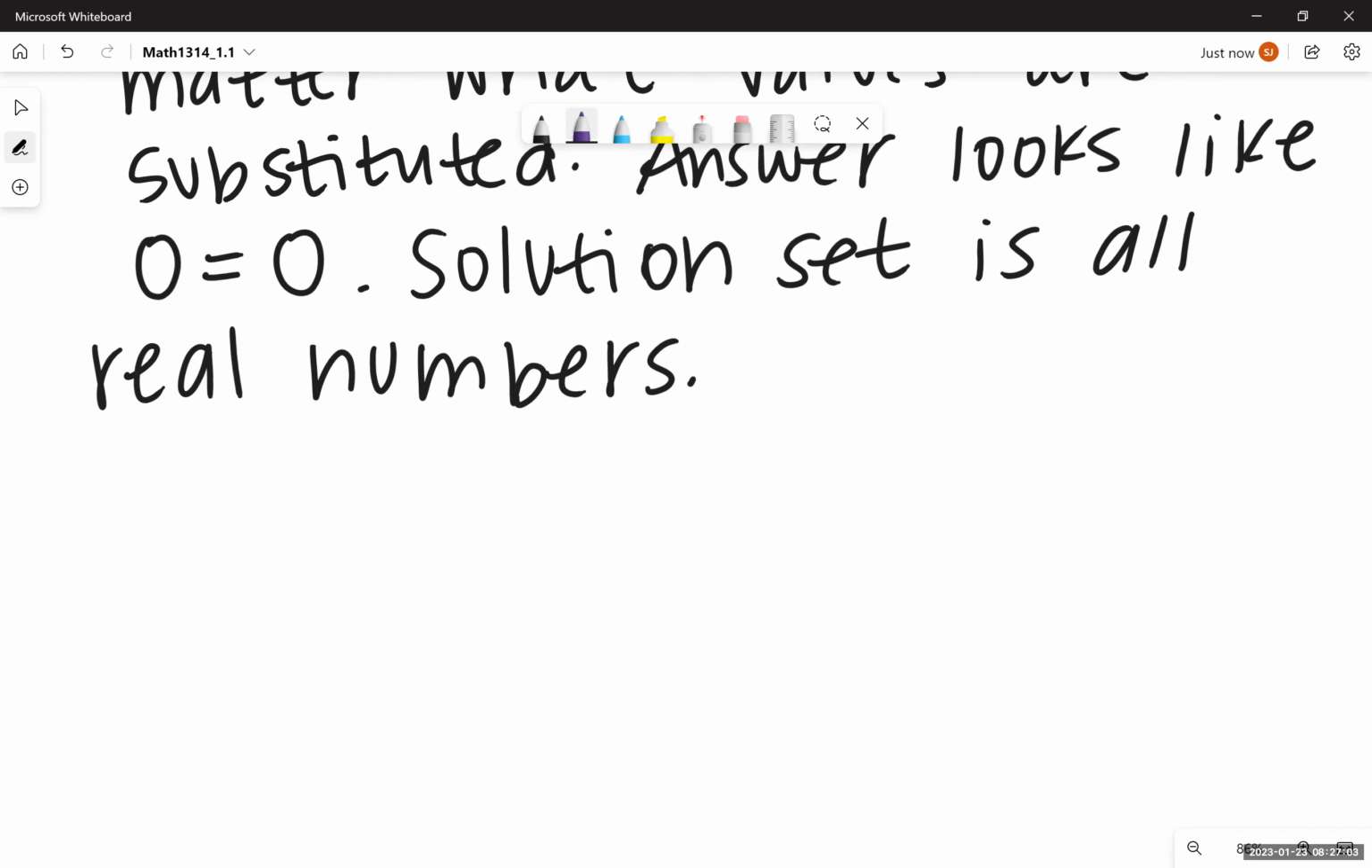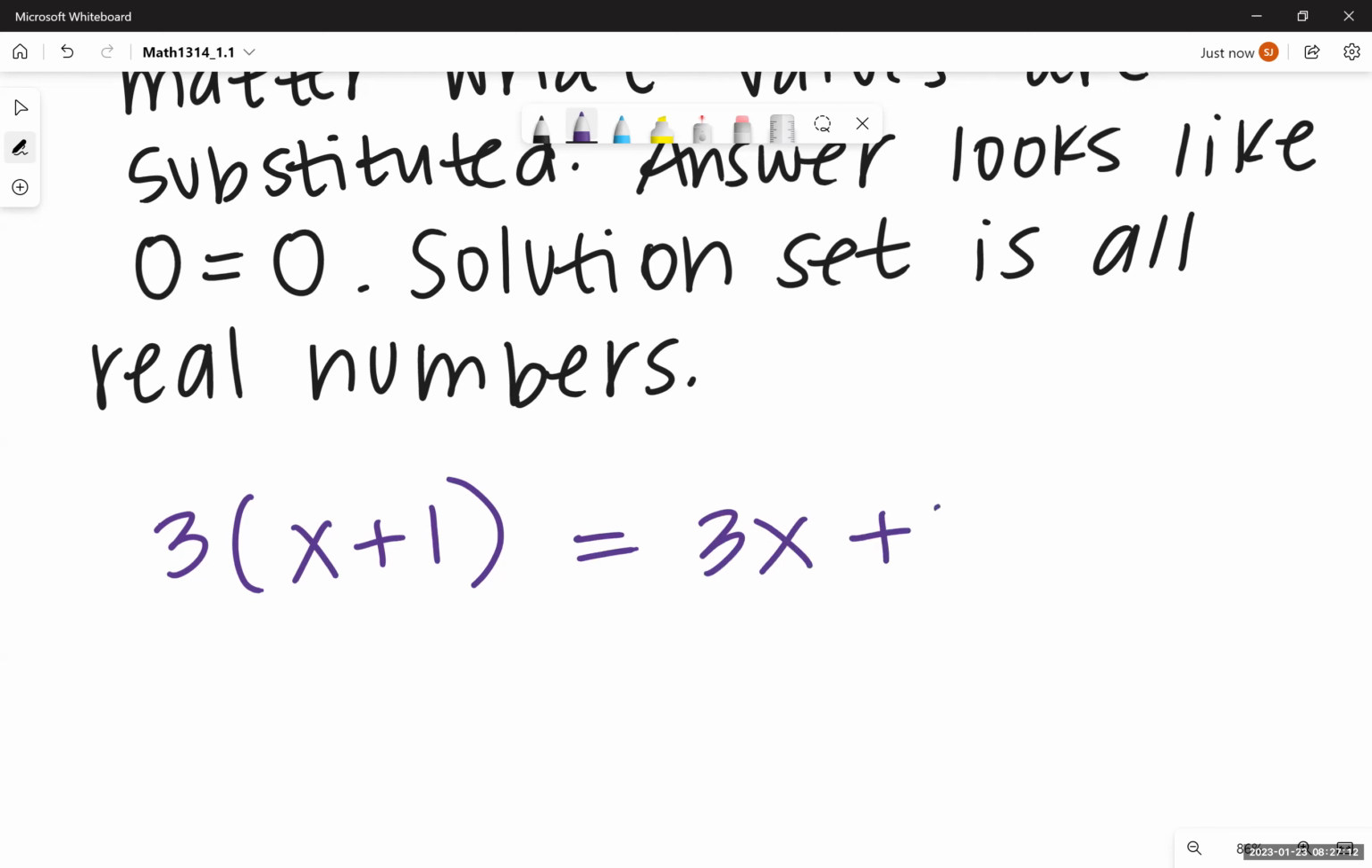The example we're going to do is going to look like this: 3 open parenthesis x plus 1 close parenthesis equals 3x plus 3. So it's like, solve this equation and tell me what kind of equation it is. I know that there's a handful of questions like that on the homework, right? Well, the very first thing that I see is that I have a 3 touching a parenthesis. That tells me to distribute.